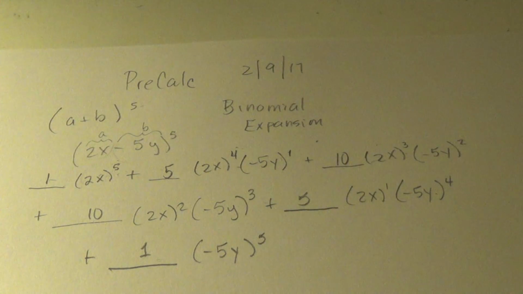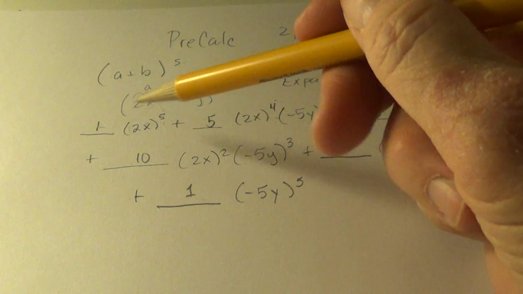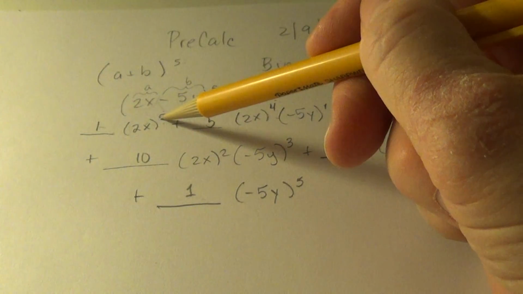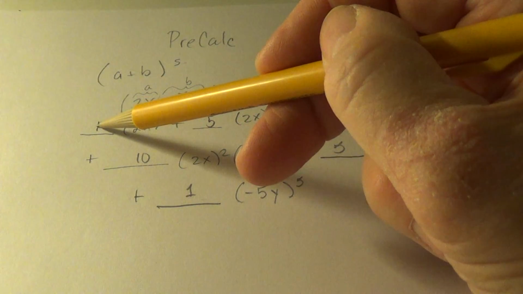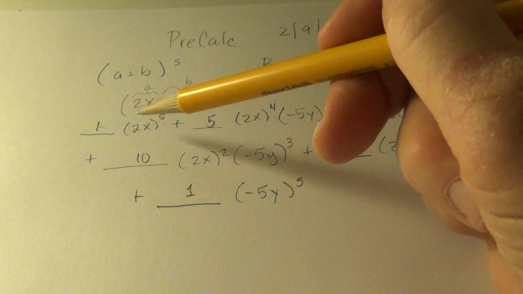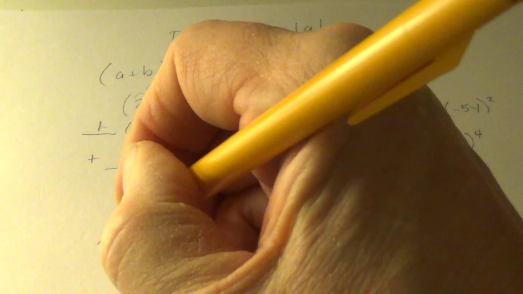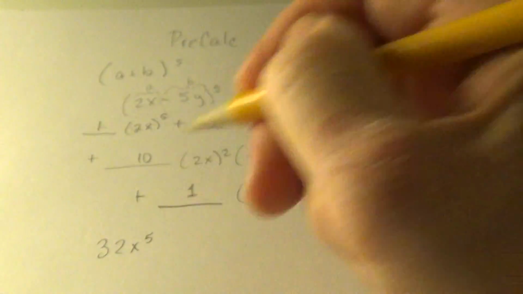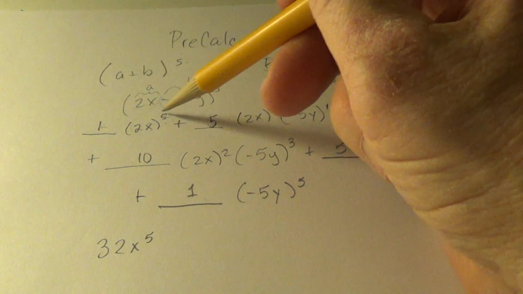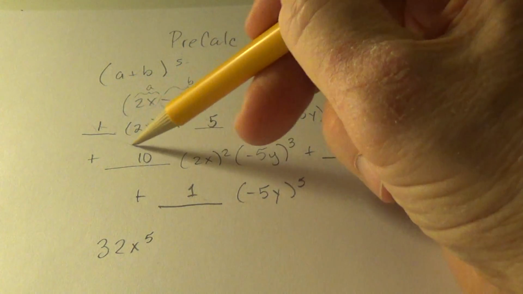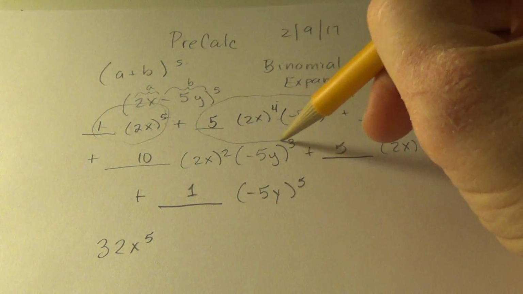All right, now all we have to do is clean up this mess, and that's where I mentioned calculator work. So this whole term, the 2 is raised to the 5 and the x is raised to the 5, and it's all multiplied by this, which is easy, it's a 1. But 2 to the 5th is 32. It means 2 times 2 times 2 times 2 times 2. All right, so we get 32x to the 5th. So I cleaned up this mess. Now, cleaning up this mess.